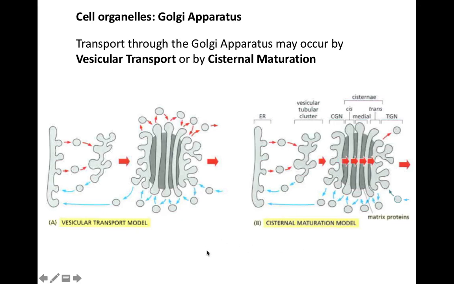So these are two models. Proteins can either move through the Golgi apparatus in the form of vesicles, or they can move from the ER through the Golgi from the cis face towards the trans face as in the cisternal maturation model.